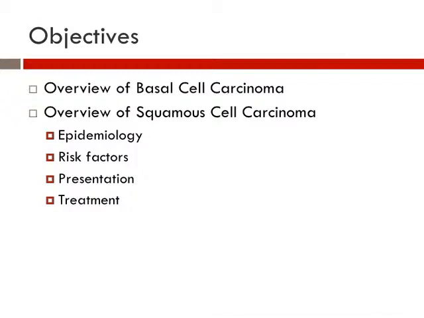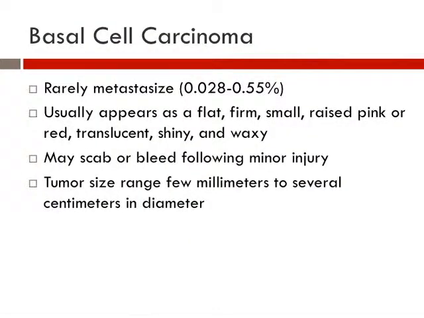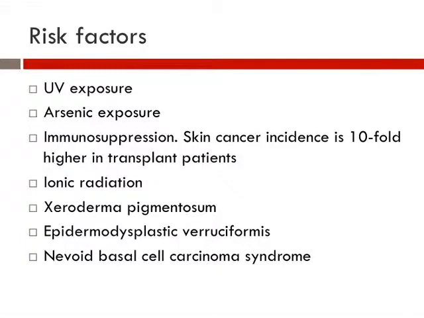and treatment options. Basal cell carcinoma, this is the most common cancer a human gets. Not only skin cancer, but most common cancer, period. Usually it appears as a flat or firm, shiny, or waxy, we call it, area on the skin, typically head and neck are the most common areas for it. So risk factors for it: UV exposure, the number one reason for it.